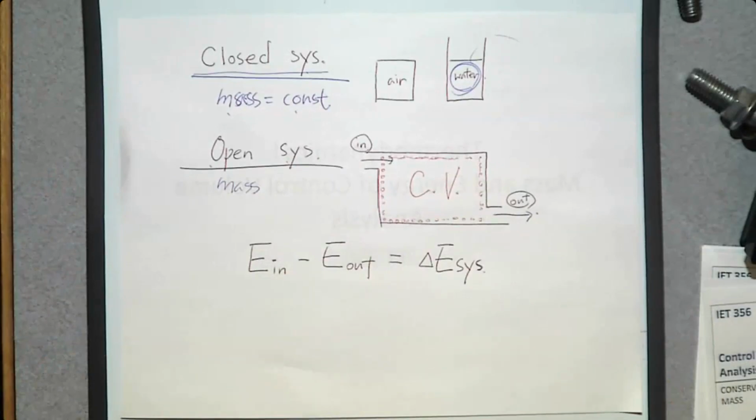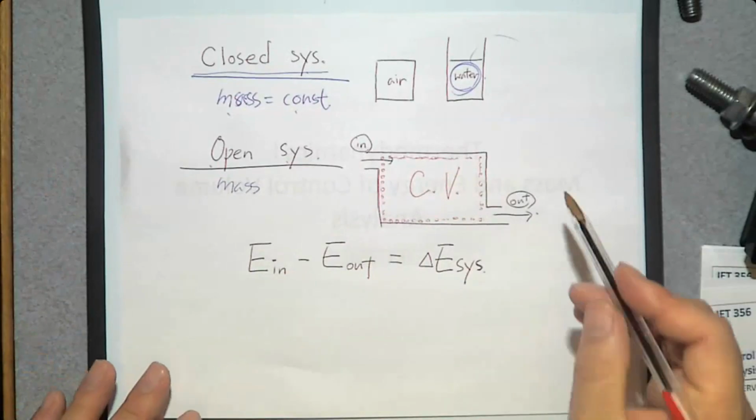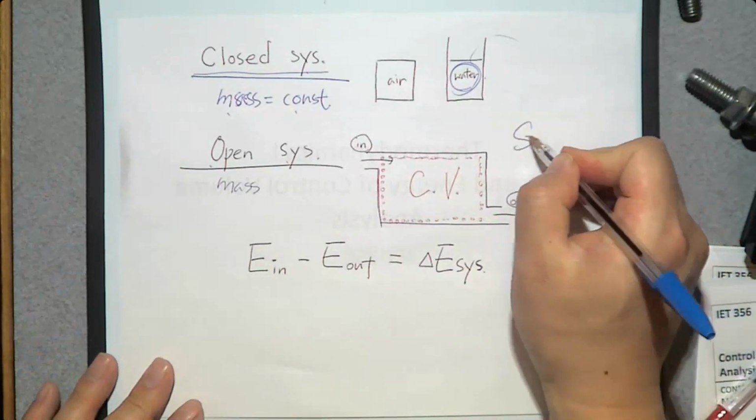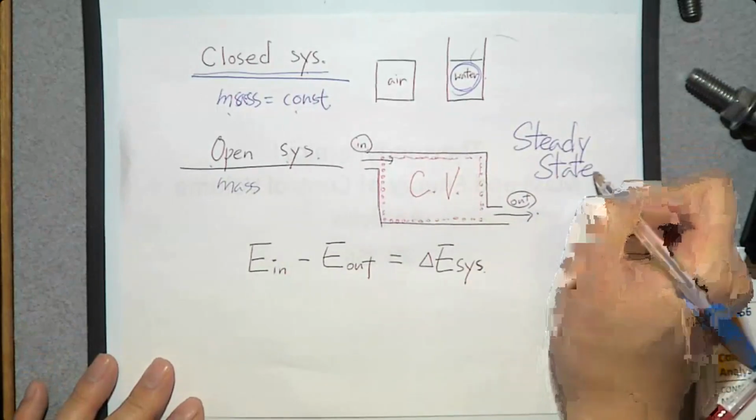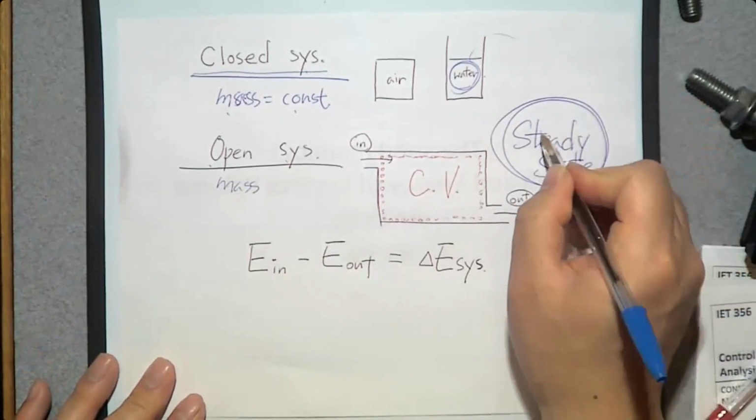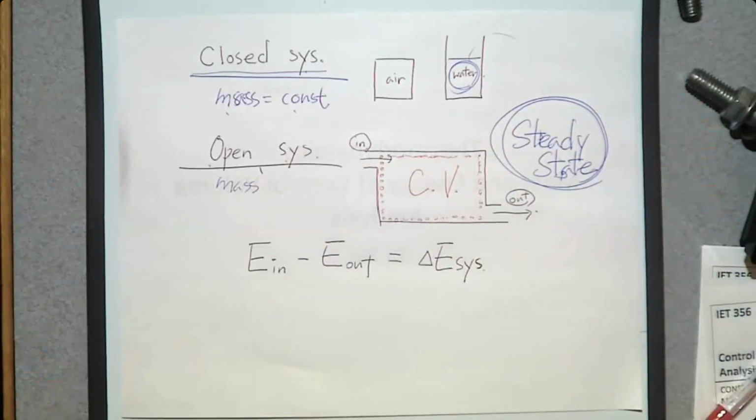Then there's one interesting thing: most open systems are steady state. So we're going to assume a steady state open system first. We are going to study steady state open systems. And at the end, one page on unsteady open systems. So let's talk about the steady open system. What is a steady open system?